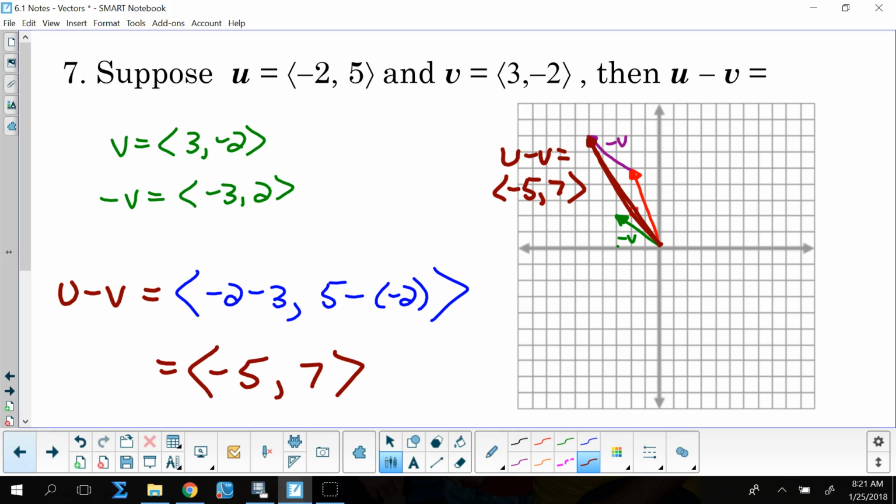So do you switch them when you were drawing it on the graph? I switched them because u minus v is really u plus opposite of v. But you don't do that when you're solving it this easier way? It's the same thing. I mean, really this here is negative 2 plus negative 3. We just wrote it as negative 2 minus 3. You know what I mean? Yep. 5 plus 2. Okay.